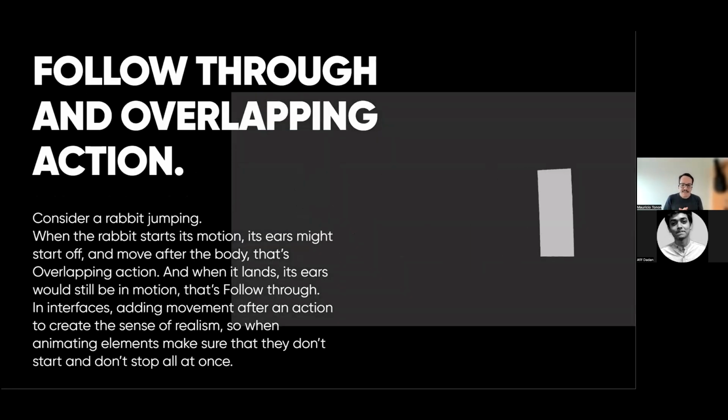And last principle is follow through and overlapping action. This is a little bit more complicated, but let's see if you can get to it easily. Consider a rabbit jumping. When the rabbit starts in motion, it starts going in this direction, its ears start to go back. So that's overlapping action. And when it lands, when it stops jumping on the surface, its ears continue moving to the front and then go back.